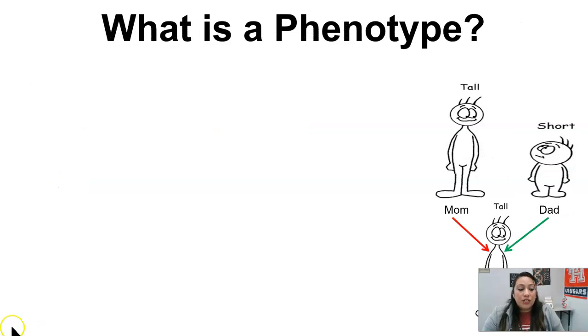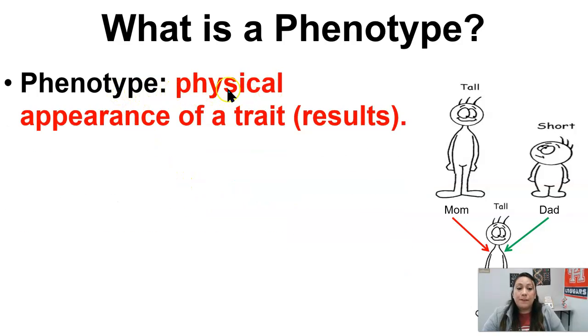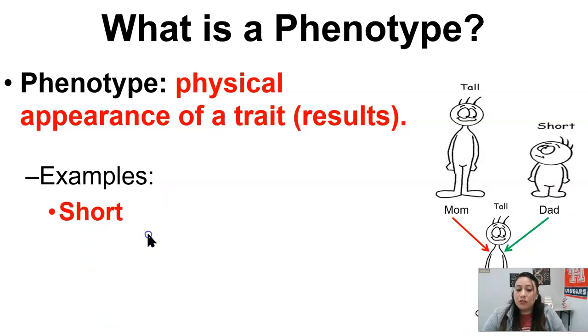Now, we were just talking about genotypes. We were talking about the two-letter combinations. Now we're going to move on to phenotypes. When we talk about phenotypes, we're talking about the physical appearance of that trait. What do they actually look like? Examples of this could include things like short, yellow, curly, straight, slim, tall. Anything that you can see, any physical appearance, would be considered a phenotype.